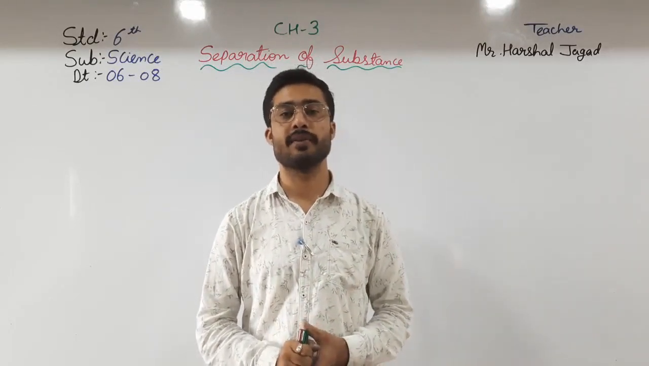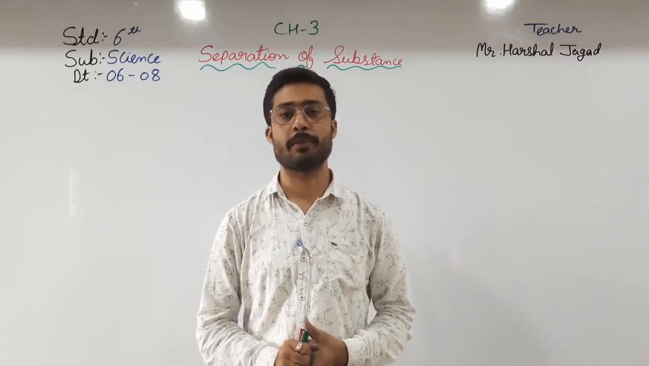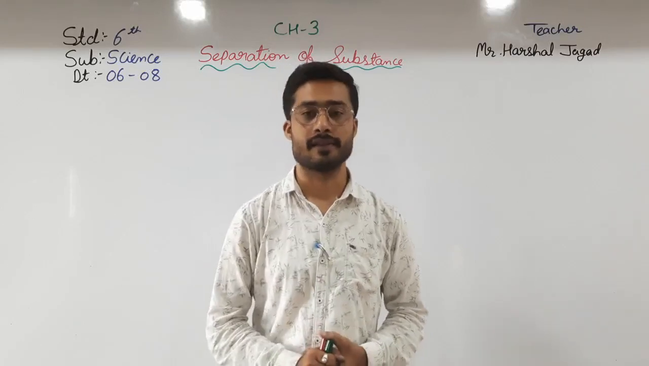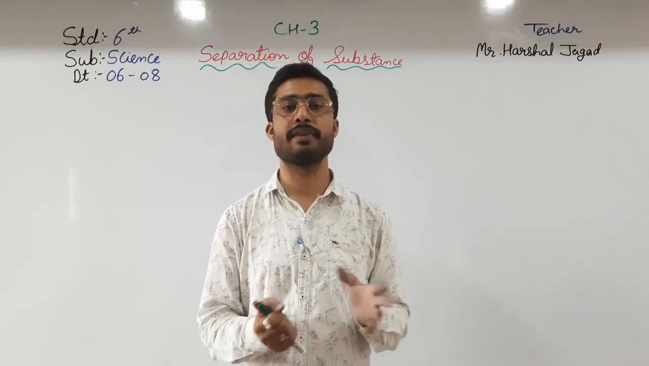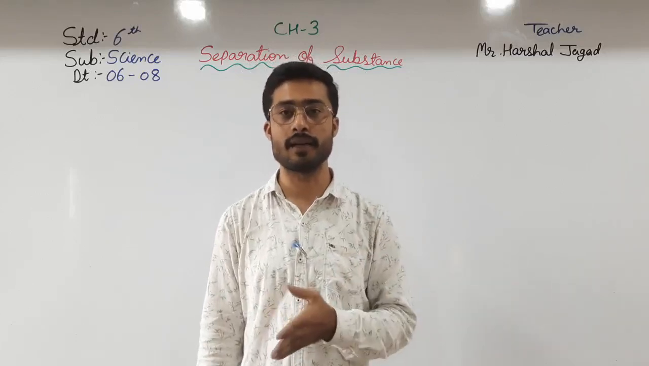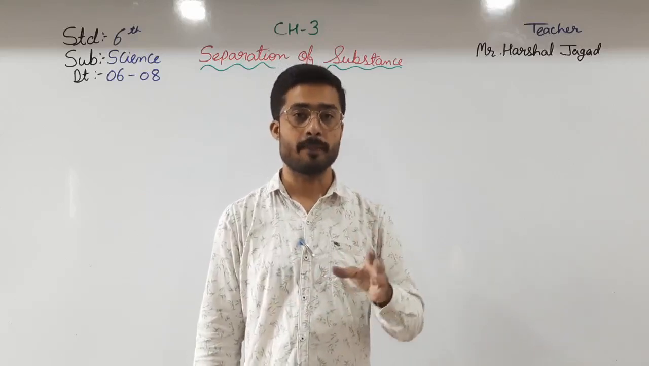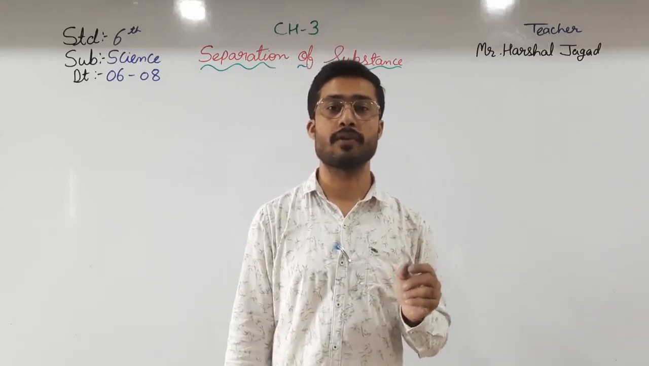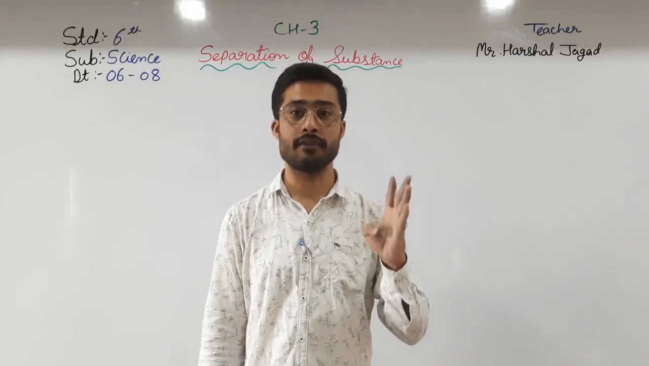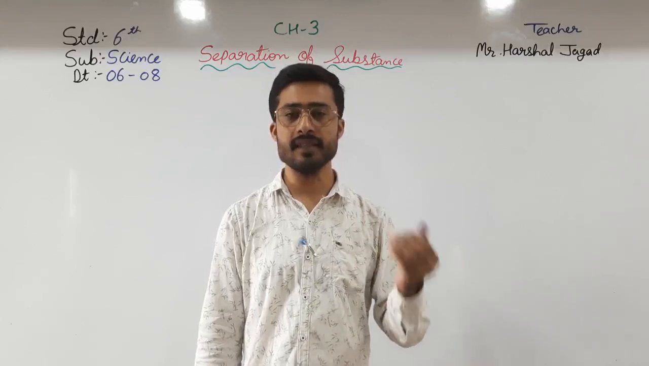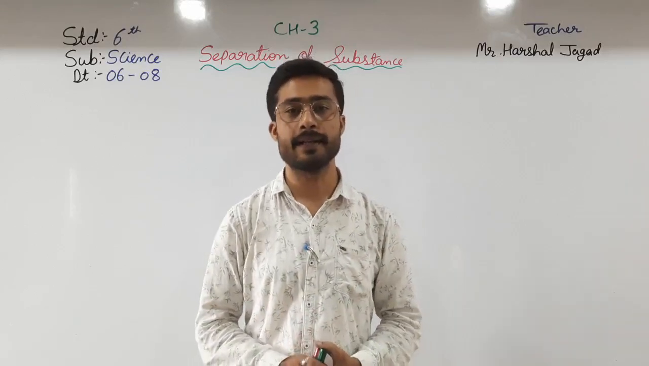So in the previous video we have just finished the chapter. The chapter was chapter number 3, separation of substances. In that we have seen the different kinds of processes from which we can separate solid from solid, liquid from solid, and also liquid from liquid. The first process we have seen was the threshing process, then winnowing, then hand picking, then sieving, then different processes. And we have just completed the chapter.